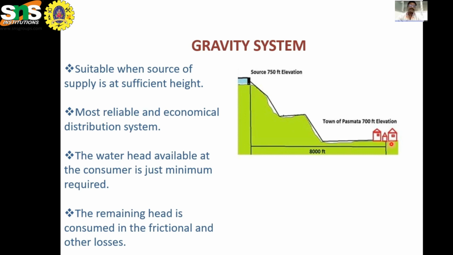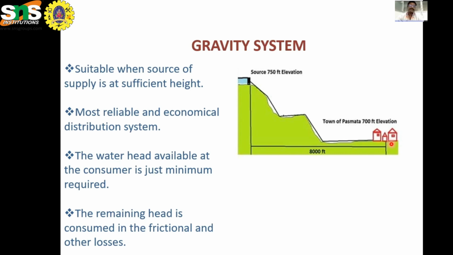The water head available at the consumer is just the minimum required. The remaining head is consumed by frictional and other losses. It is suitable when the source of supply is at sufficient height. So the only challenge here is your source and your treatment plant should be in elevated places with a sufficient minimum required pressure.